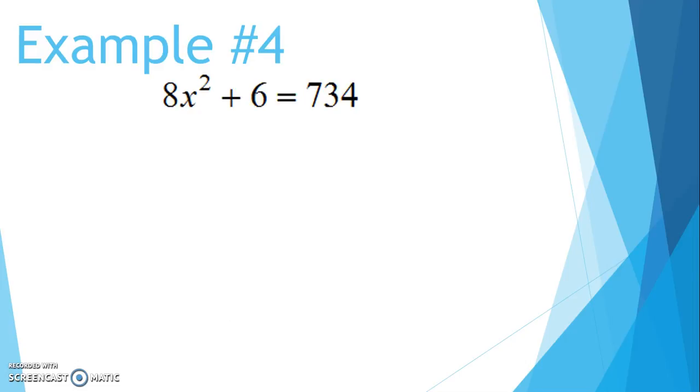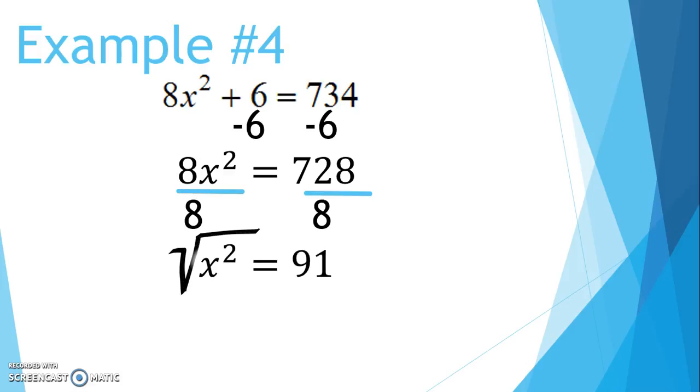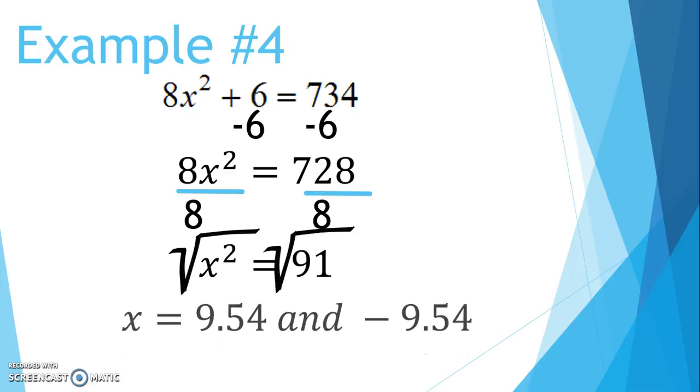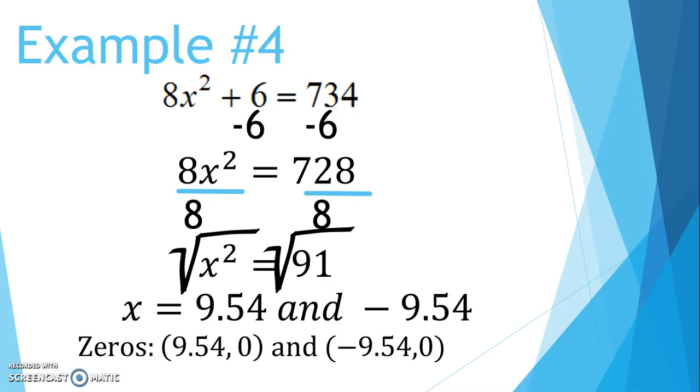All right, example 4. 8x squared plus 6 equals 734. Again, if that was just an x, I would subtract 6 from both sides. So I'm going to do the same thing here. I'm left with 8x squared equals 728. To get rid of that multiplication, I'm going to divide both sides by 8. X squared will equal 91. To get rid of a square, I square root. So x will equal 9.54 and negative 9.54. Notice they're decimals and I'm not afraid of them. We're going to use them and put them as points, 9.54, 0 and negative 9.54, 0.